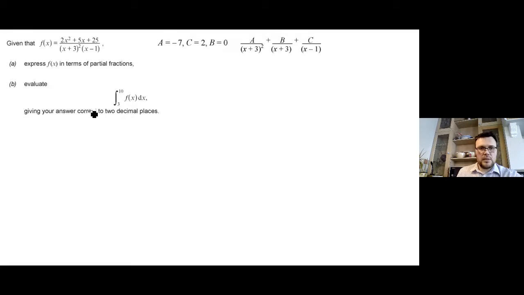And I thought what I'd do is I'd put the limits in as well so that you can see what you need to do with the limits. So it is between the limits of 10 and 3. And then give your answer correct to 2 decimal places.